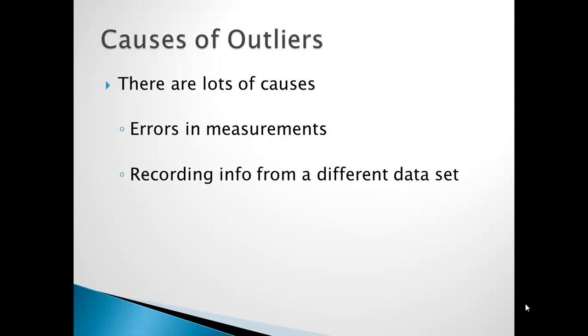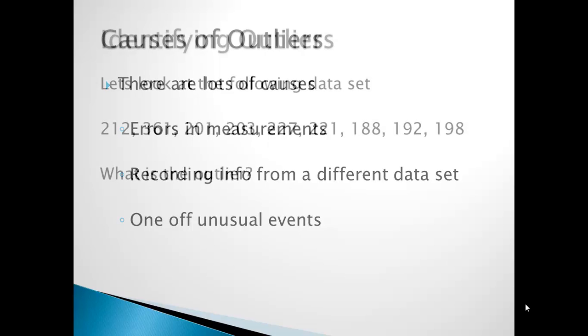So, for instance, you were trying to record the height of the students in a classroom, and you recorded a teacher who had walked in and was much taller than the other students, or a student from another class by mistake, because they just happened to wander into the classroom at that time. And some one-off unusual events may also be the cause of it. So the outlier may or may not be wrong, but quite often it's just a measurement issue.